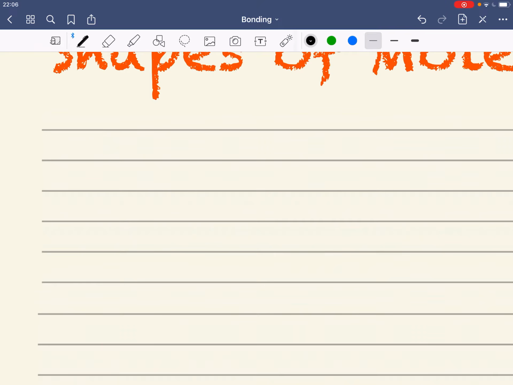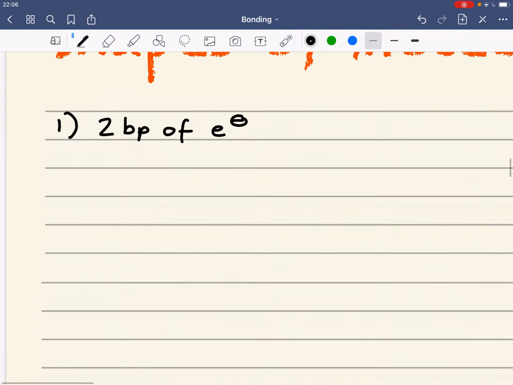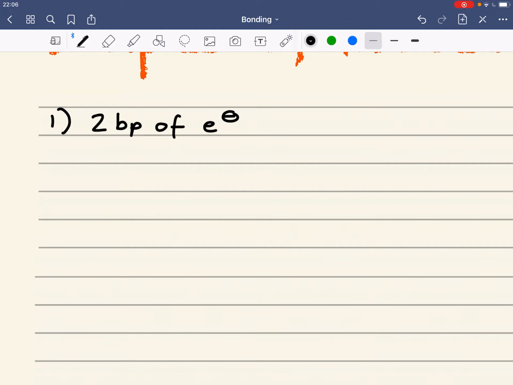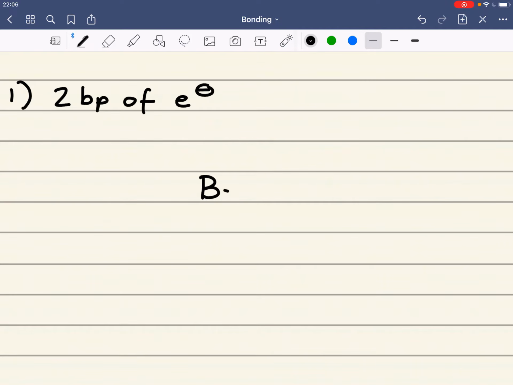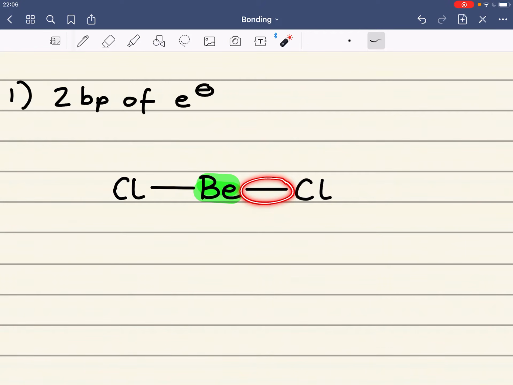We're going to start at number 1, where I've got 2 bonding pairs of electrons around a central atom. My central atom here is beryllium, and I've got 2 bonding pairs around that central atom. An example then will be something like BeCl2. That would be an example of 2 bonding pairs of electrons around this central atom, which I'll highlight in green. This is my central atom, and we've got 2 bonding pairs around it.